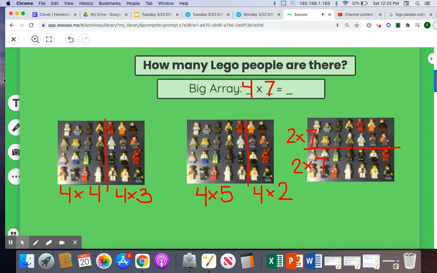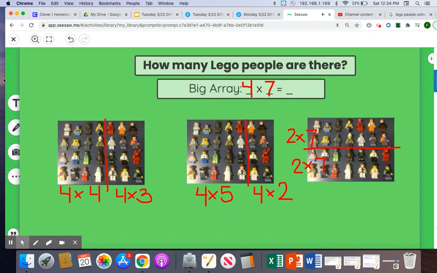They have equal rows. So I did the work of labeling my big array. I have 4 rows with 7 in each row. And I broke apart that array 3 different ways. So the first thing I'm going to do is that step that we already know. I'm going to choose the way that I feel is easiest for me to solve to find out how many are in the big array.